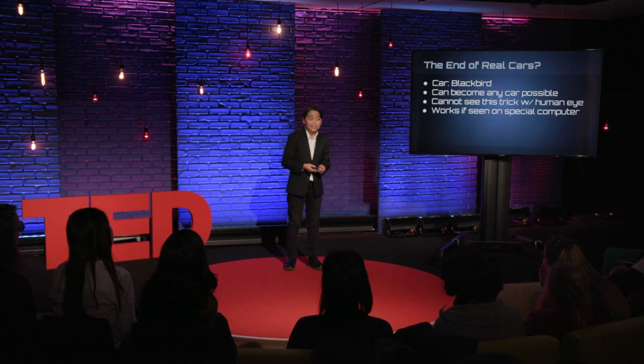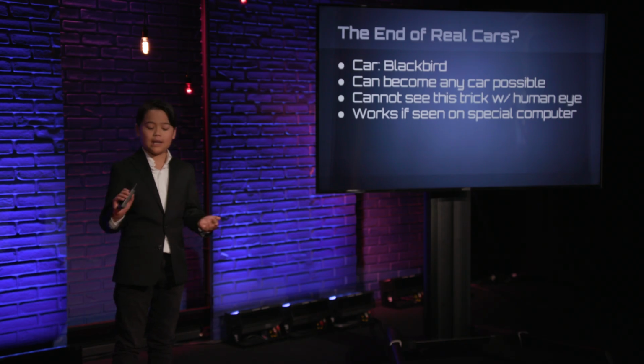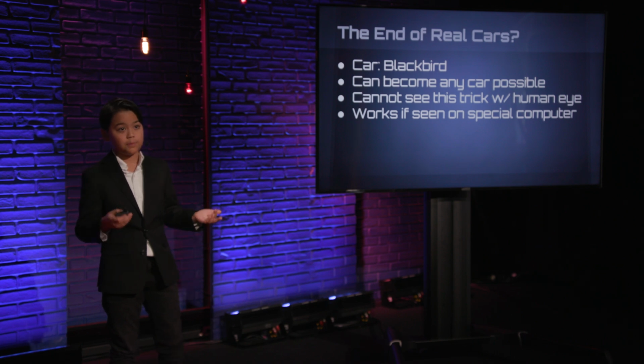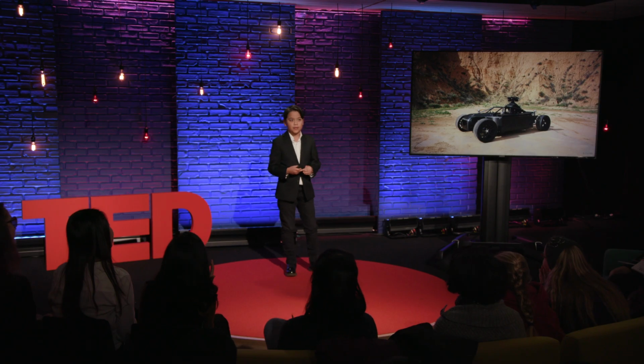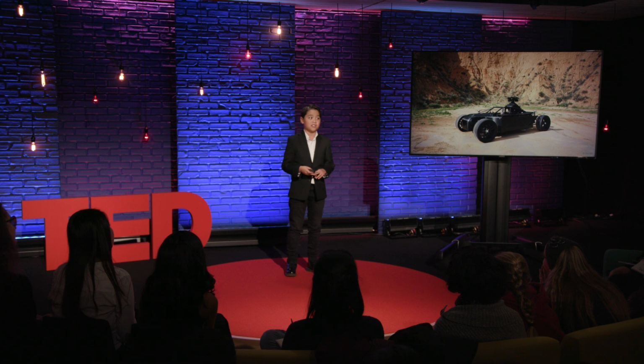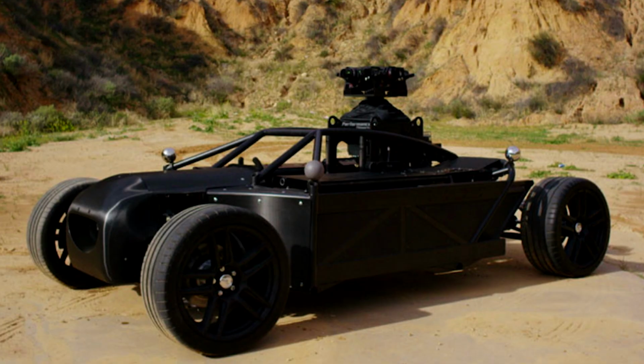Speaking of no mechanical effects, there is a car called the Blackbird, which can become any car possible. Sadly, you cannot see this cool trick with the human eye, as it only works if seen using a special computer. Here's a picture of the Blackbird. As you can see, it is basically just an exoskeleton of a car, but it can actually change its length and height to replicate any car possible. The little black thing on the top of the car is actually a 360-degree view camera, which it uses to see everything around it and create the reflection on the car's metal.